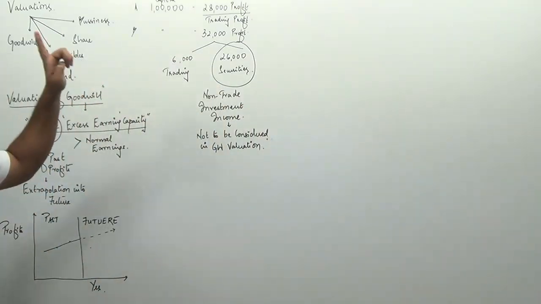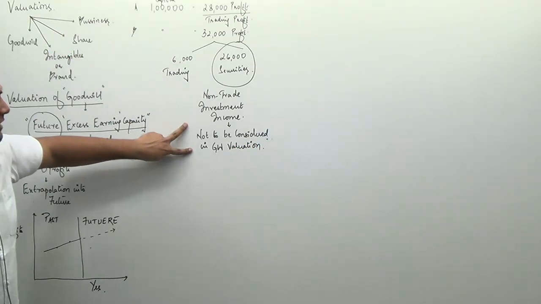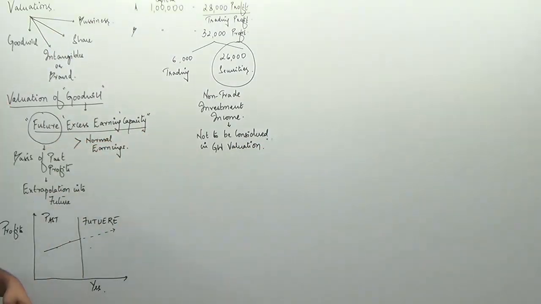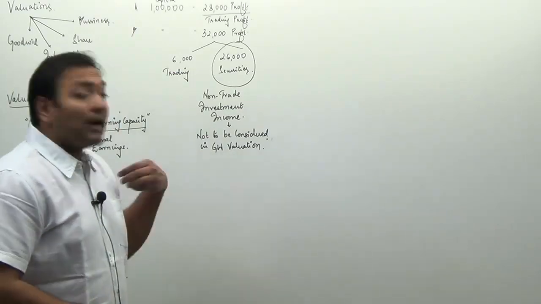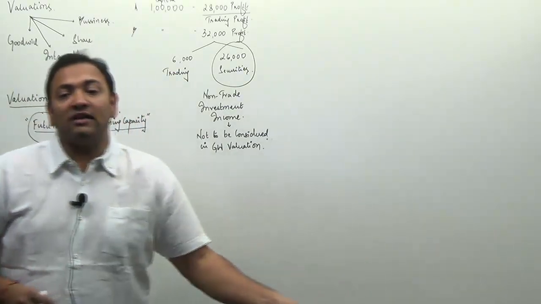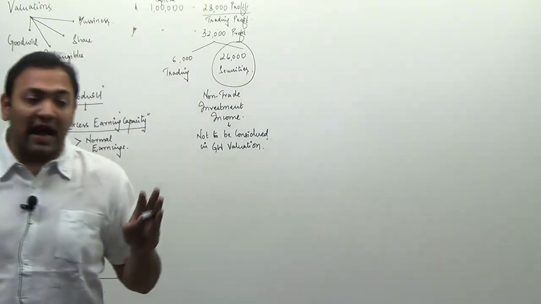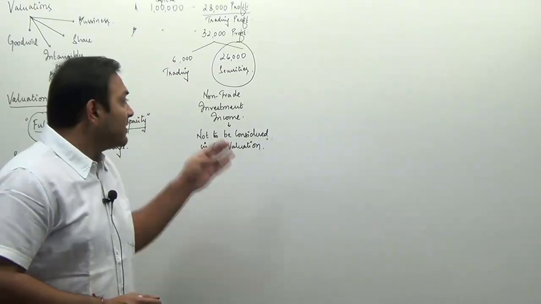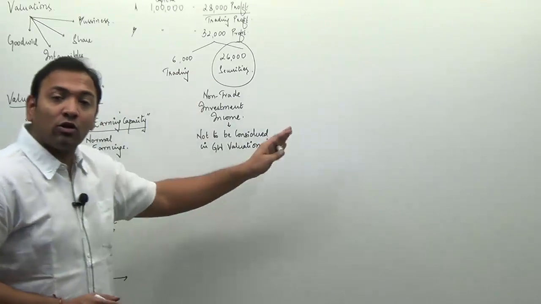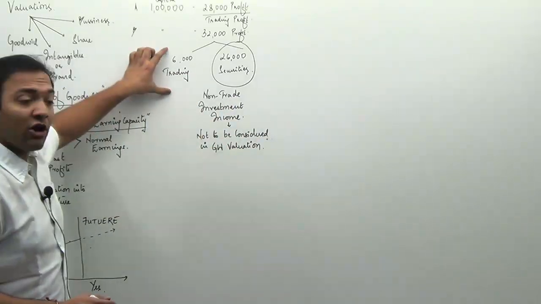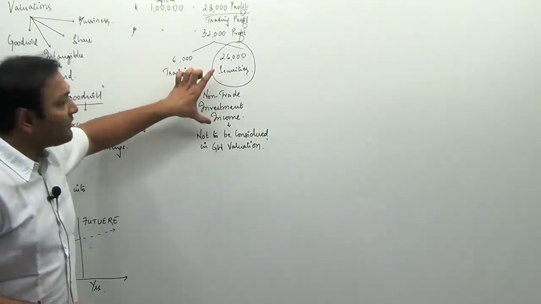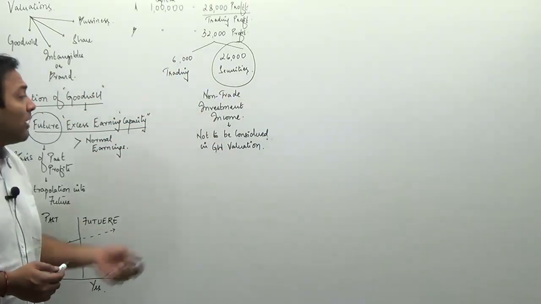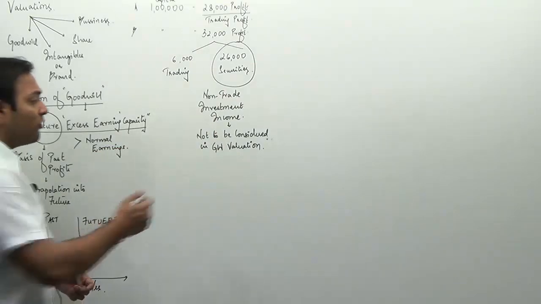This is the first point that we need to pick up. Non-trade investment income cannot be taken into consideration for the valuation of goodwill. In a similar way, the amount invested into these non-trade investments also cannot be considered as capital invested. Because when I'm talking about capital employed, such capital employed is only talking about the capital that you invested in your trading activities. Whatever capital went into the non-trade activities cannot be considered as capital employed for the purpose of valuation of goodwill.